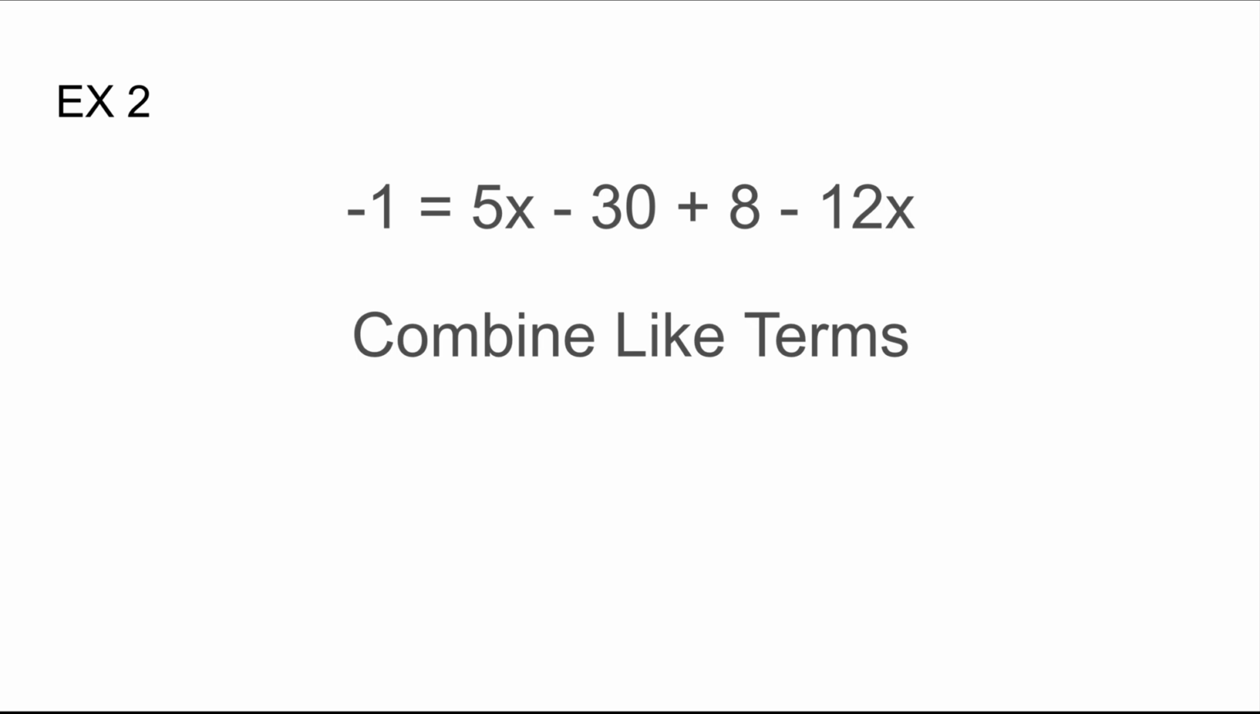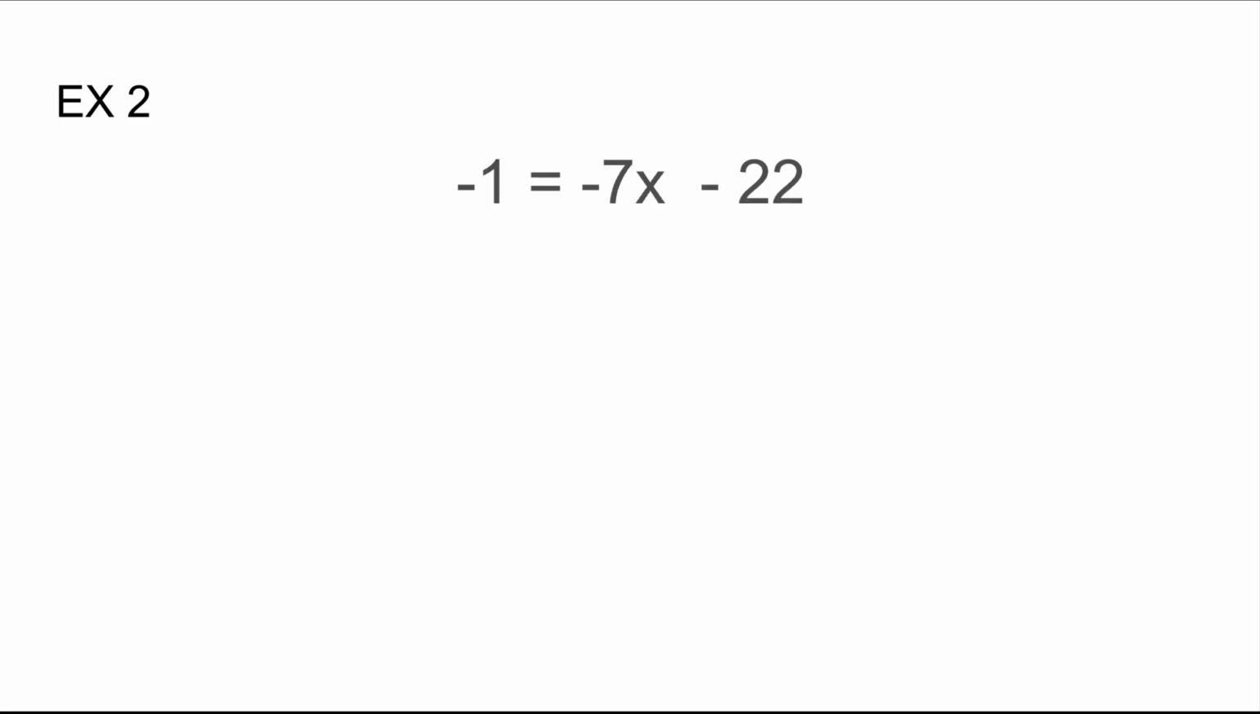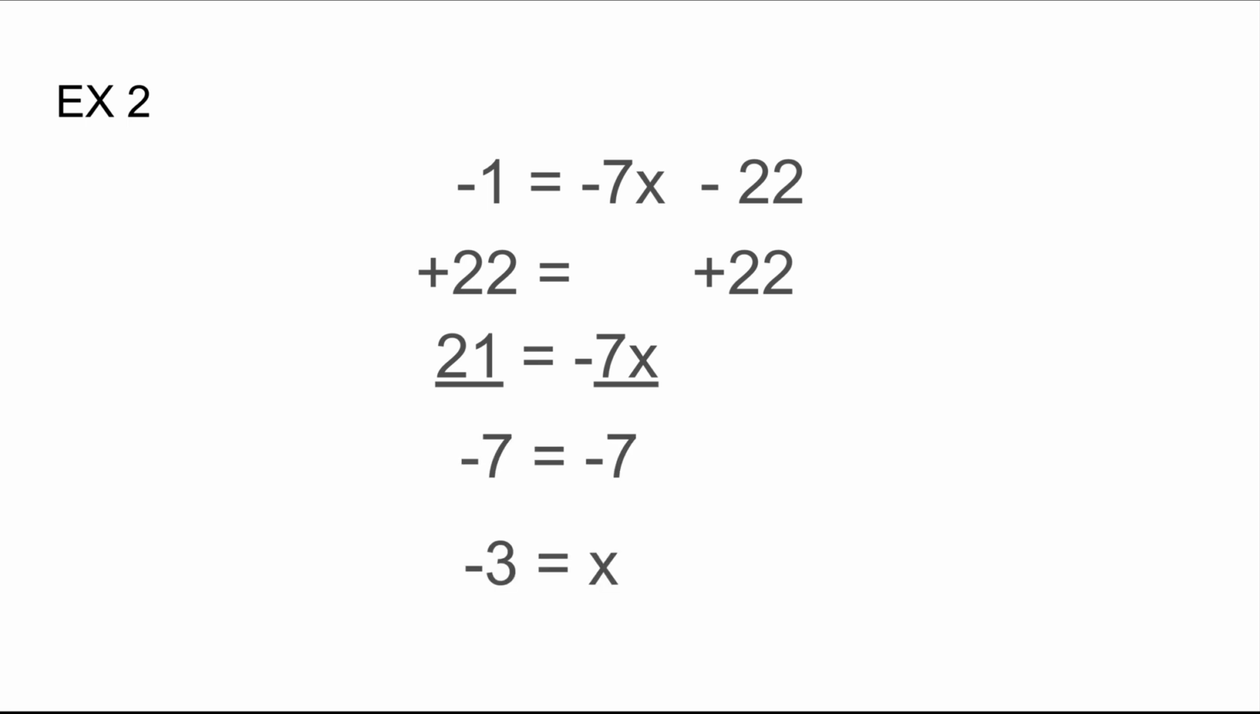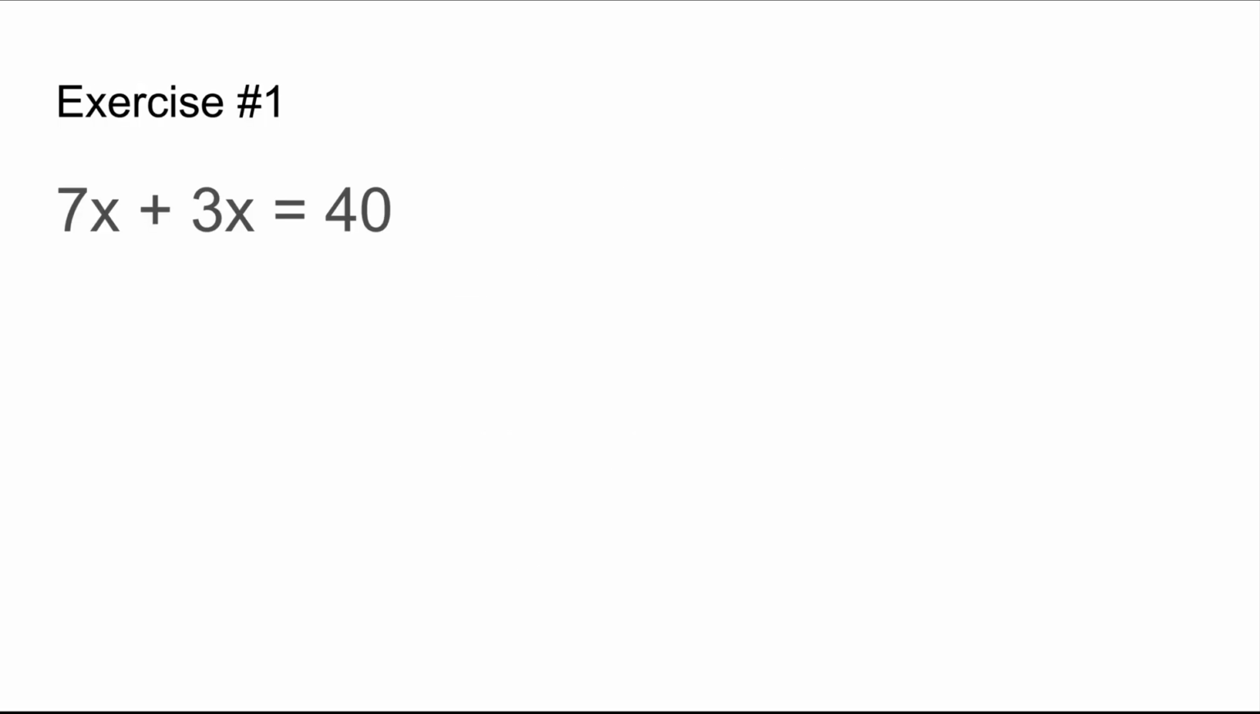Now we need to combine our like terms. So we have a positive 5x and a negative 12x. We combine those. We'll also have a negative 30 and a positive 8. We will also combine those. This is our new equation. We're going to add 22 to both sides because our goal is to get x all by itself to see what it equals. We have 21 equals negative 7x. We're going to divide by negative 7 on both sides. X equals negative 3.